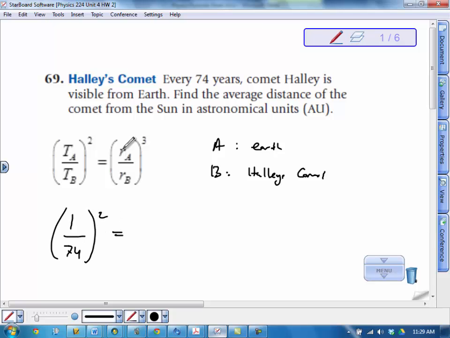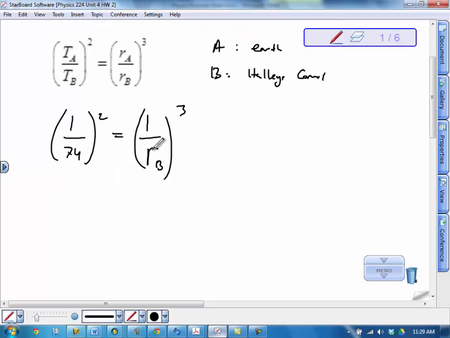Now, the average distance that the Earth is away from the sun is 1 astronomical unit, so we use 1 there. And we're trying to find the average distance that Halley's Comet is away from the sun. So that's what we'll fill out. And all we have to do is solve for this average orbital distance that Halley's Comet is away from the sun.